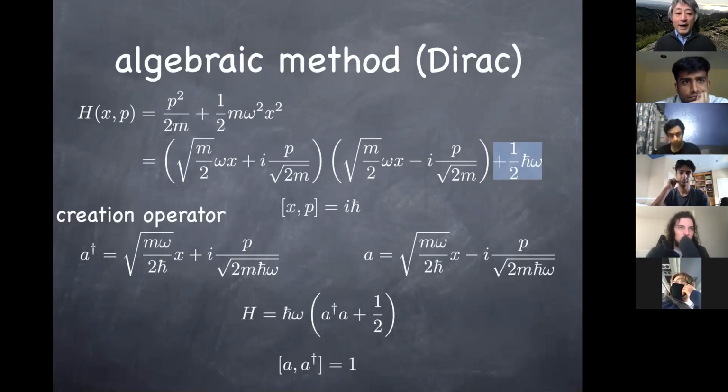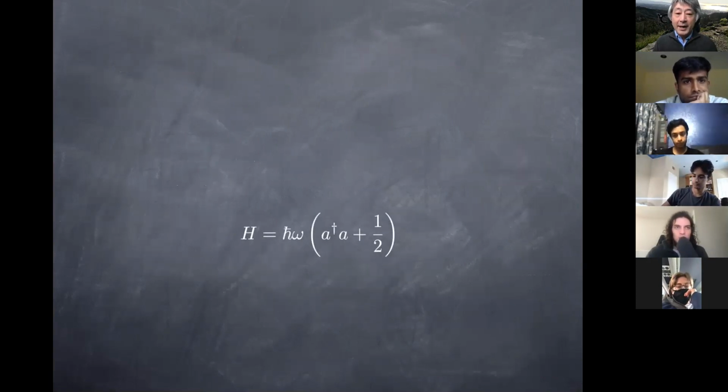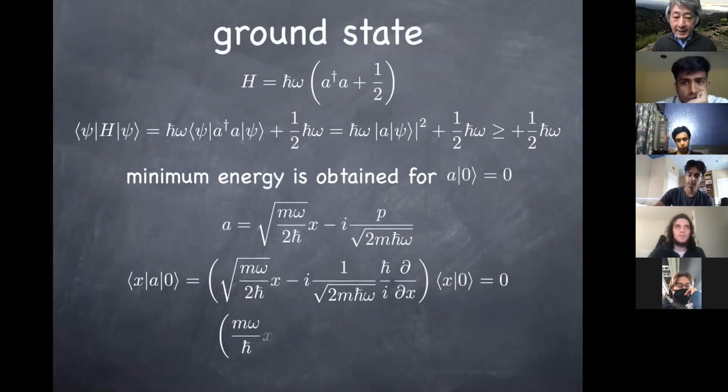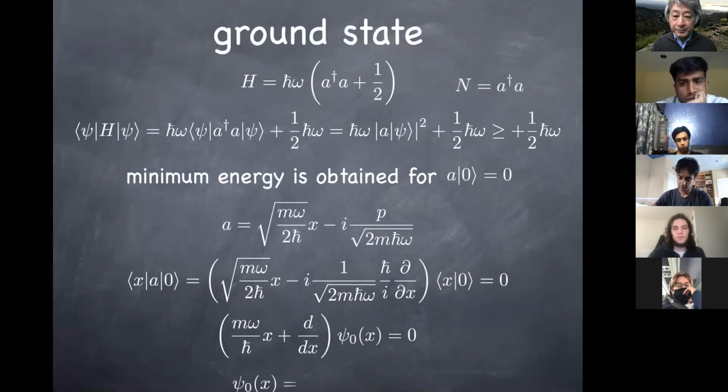Okay, so now we have creation annihilation operator, harmonic oscillator, and then we have the ground state.